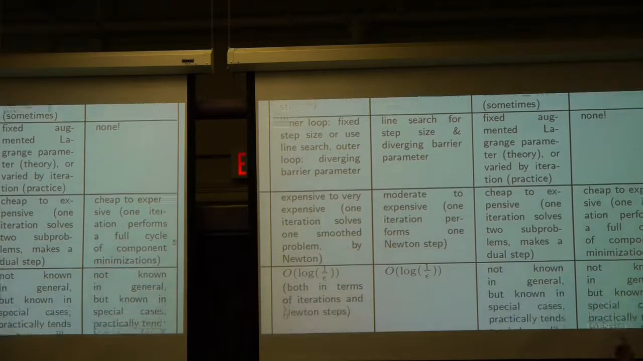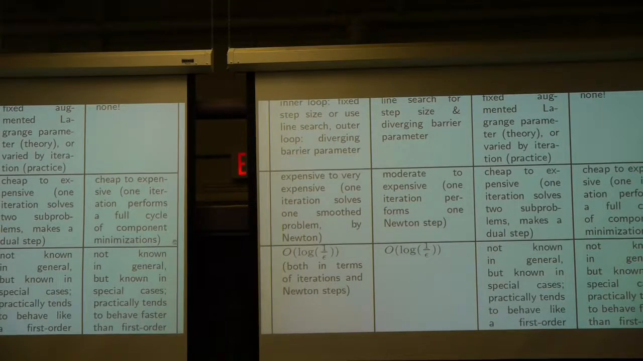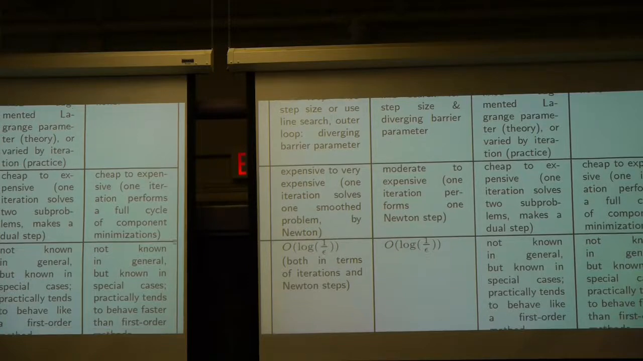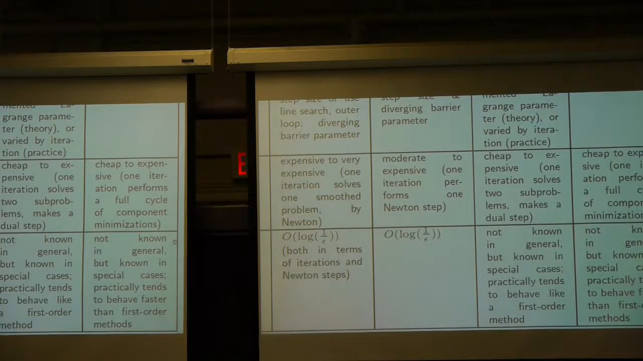And last thing, again, it's not known in general. It's known in some special cases how this scales. But when it's applicable, they tend to behave practically faster than first-order methods. So they're somewhere in between first-order and second-order methods in terms of their convergence rates.